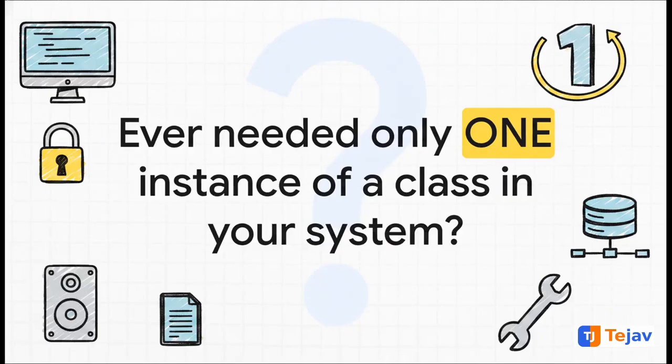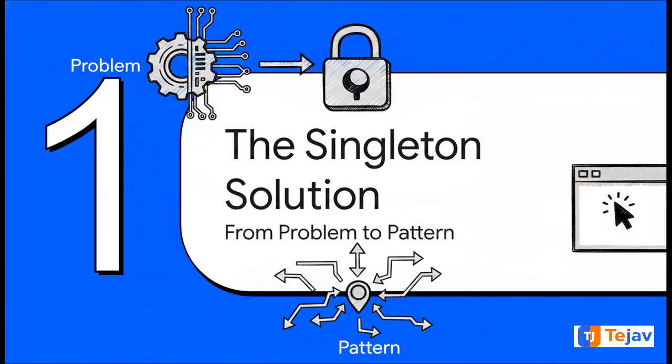So let me just ask you this. Have you ever been coding and suddenly realized, wait a second, I need to make absolutely sure that for this one class, only a single object ever gets created? This happens all the time, right? Think about things like a system logger, a configuration manager, or anything that talks directly to a piece of hardware. Well, for that exact problem, there's a really classic, elegant solution, and that is the Singleton Design Pattern. It's literally built to do this one thing and do it perfectly.